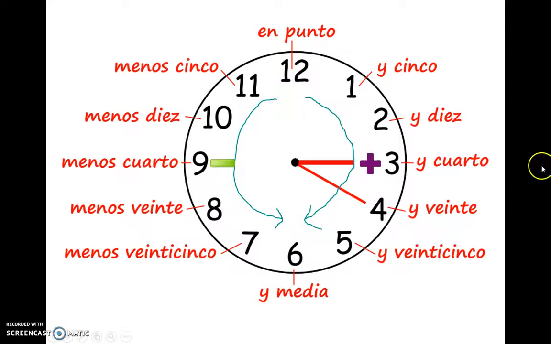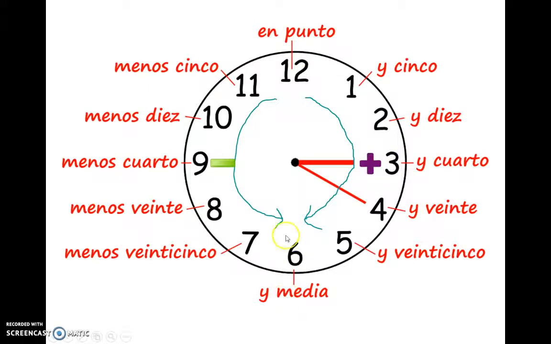Now, the minutes are a little more complicated. Most of them are pretty easy. Y cinco and 5 minutes, y 10 and 10 minutes, y 20 and 20 minutes, y 25 and 25 minutes. However, a few of them are special. Y cuarto means and a quarter, as in a quarter of this round clock, a quarter of an hour, 15 minutes. Okay? Y cuarto means whatever hour and 15.